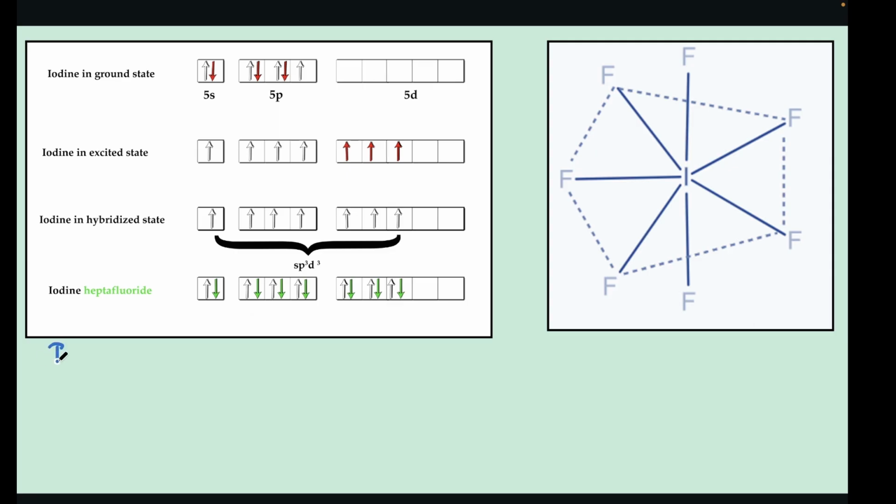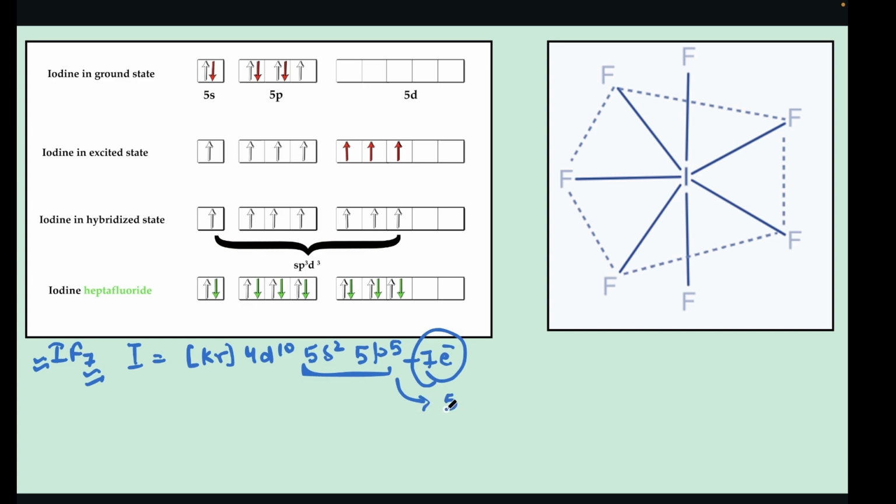Like here, I am showing the example of IF7. In iodine heptafluoride, the central atom is iodine. Its electronic configuration is like krypton, 4d10, 5s2 and 5p5. So here you can see there are 7 electrons in the valence shell, and iodine needs to form 7 bonds with 7 fluorine atoms, and for that these 7 electrons are promoted to d orbitals of fifth shell.